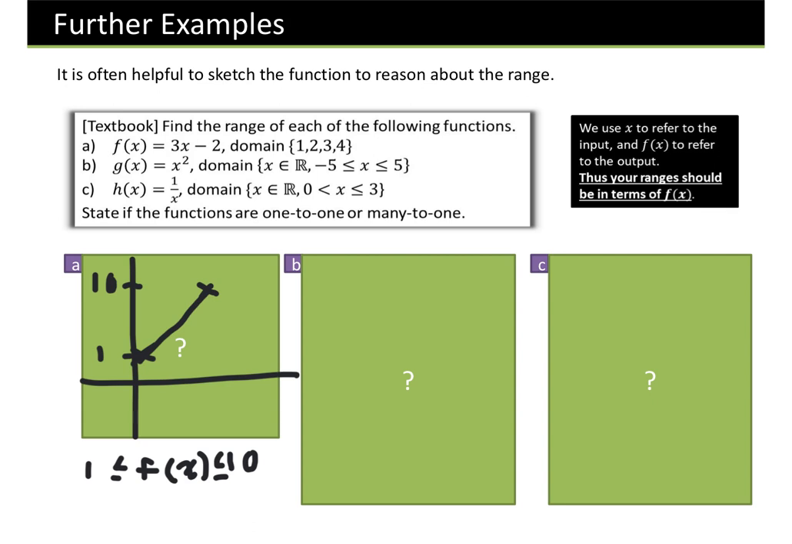They also want us to say whether or not the function is one-to-one or many-to-one. For all the different values of 1, 2, 3, and 4, it definitely gives me different values for all of the y values. So this one is a one-to-one function.